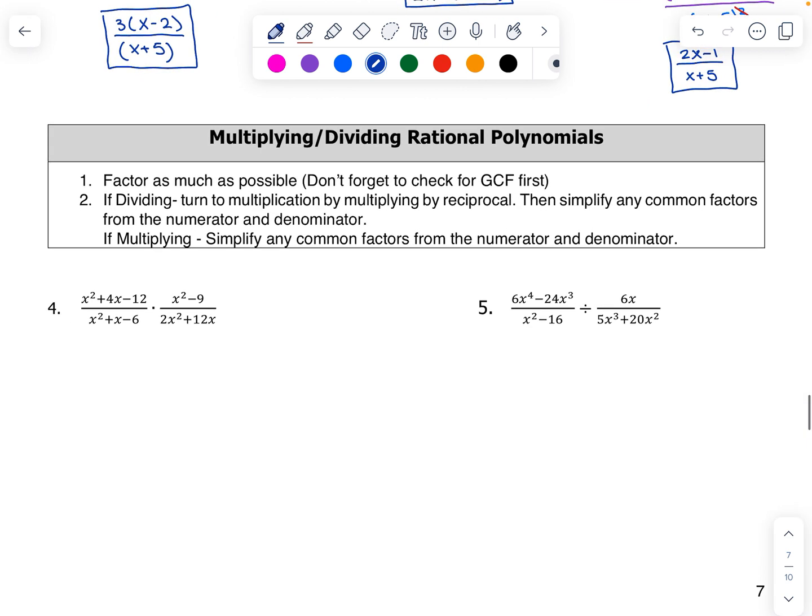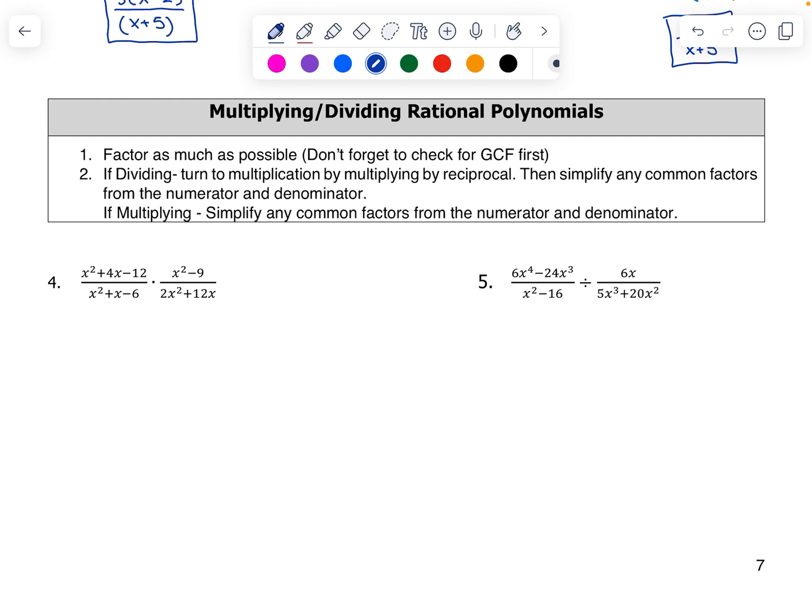Now we're going to go to multiplying and dividing. So we've got two fractions, and there's either a multiplication or a division sign between them. When you do this, the first step really isn't any different. You're going to factor as much as possible. If you're dividing, you're going to have to turn it to multiplication by multiplying by the reciprocal. So you want to make them multiplication problems. And then you're going to go ahead and simplify, just like in the last step, any common factors. So it's really the same as before, unless it's a division.